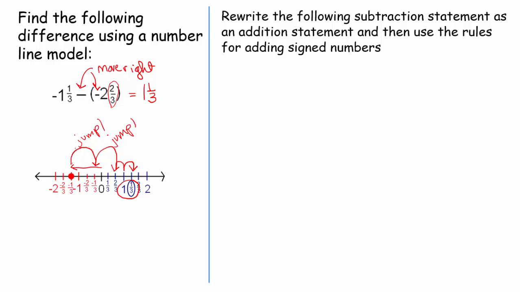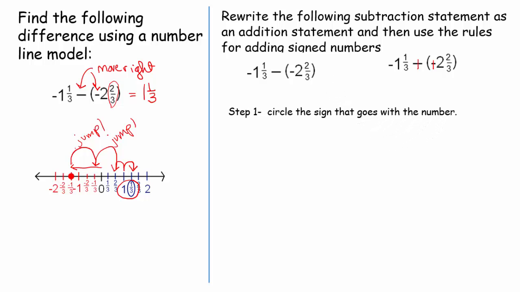Rewrite the following subtraction statement as an addition statement, then use the rules for adding signed numbers. So we're going to take the same problem. I'm going to take that subtraction statement and rewrite it as an addition statement. Minus a negative becomes plus a positive. Then I fall back on my rules for addition of signed numbers. Circle the sign that goes with the number.